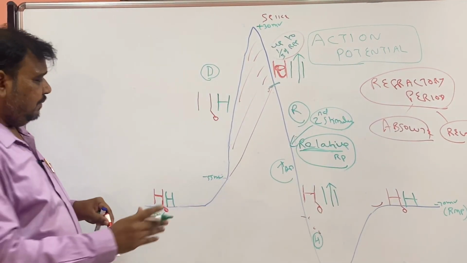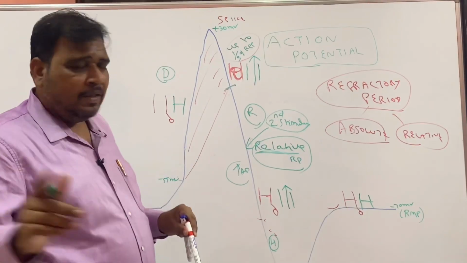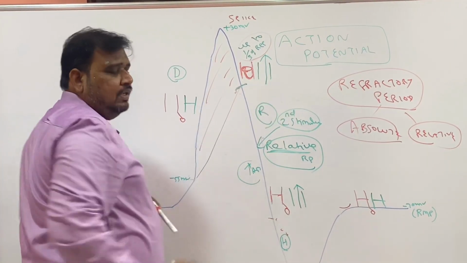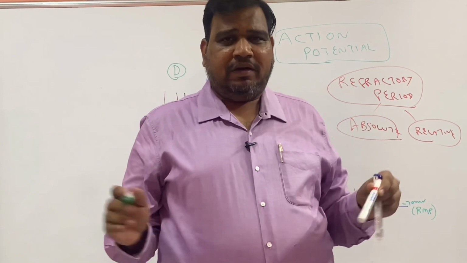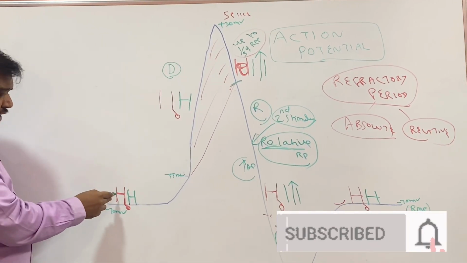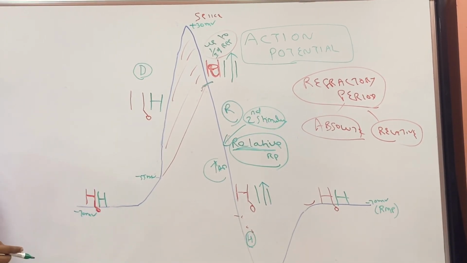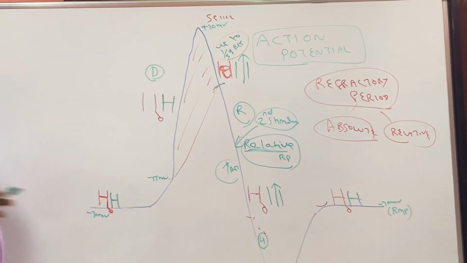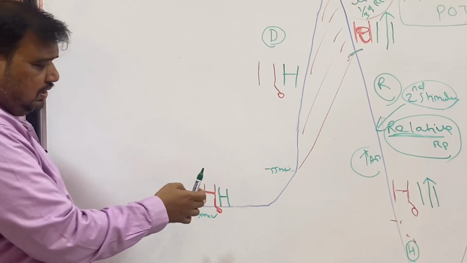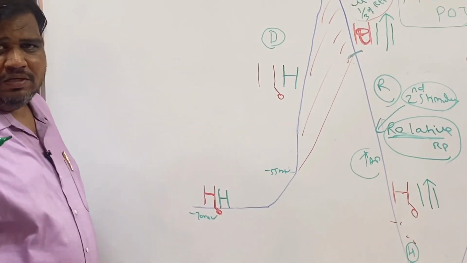Now we are going to see why up to this is the absolute refractory period. First we will go step by step. The entire depolarization phase and the 1/3 of the repolarization phase is the absolute refractory period. So see the concept. Now see here. The red one is the voltage gated sodium channel. The green one is the voltage gated potassium channel. So here the sodium channel gates are closed. The gate is closed, no sodium influx.